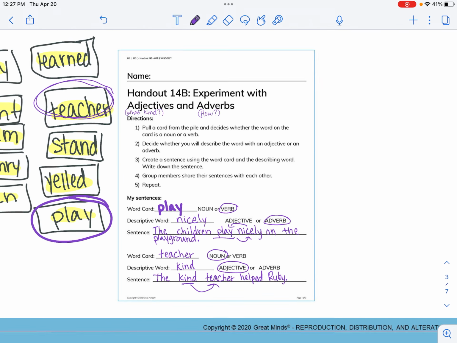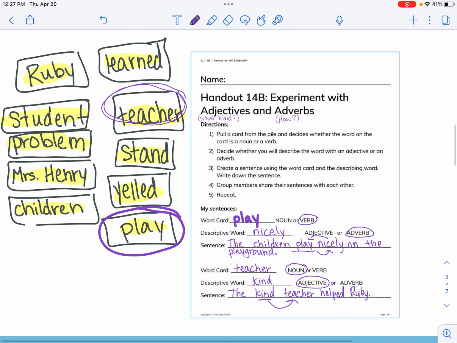Okay, once you have finished that page, take a picture of it and add it to your Seesaw. If you want to use different words instead of play and teacher, you are welcome to do so.